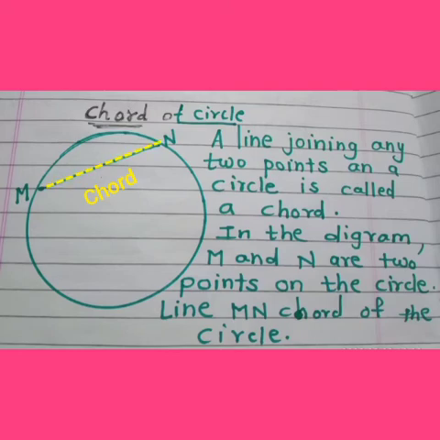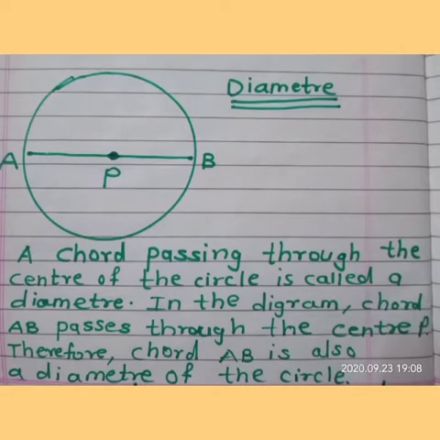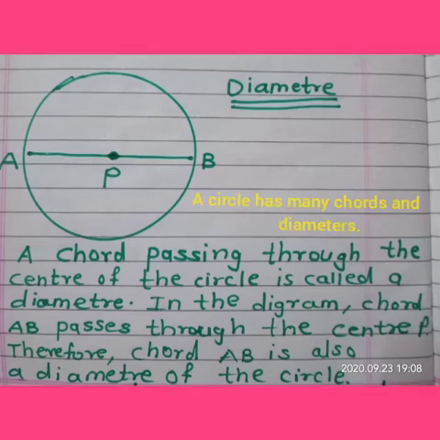Observe this. Point number 3. A chord passing through the center of the circle is called a diameter. In the diagram, chord AB passes through the center P. Therefore, chord AB is also a diameter of the circle. A circle has many chords and diameters.